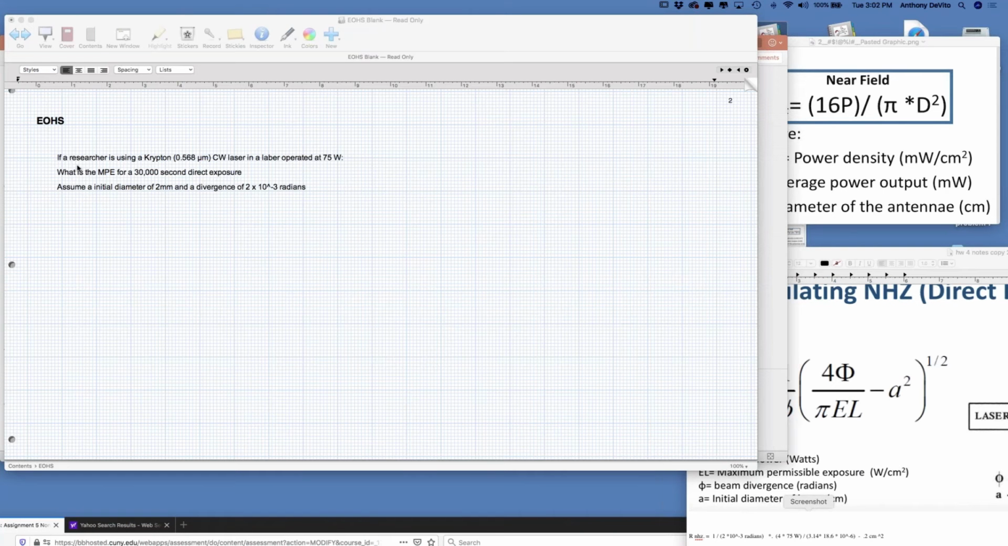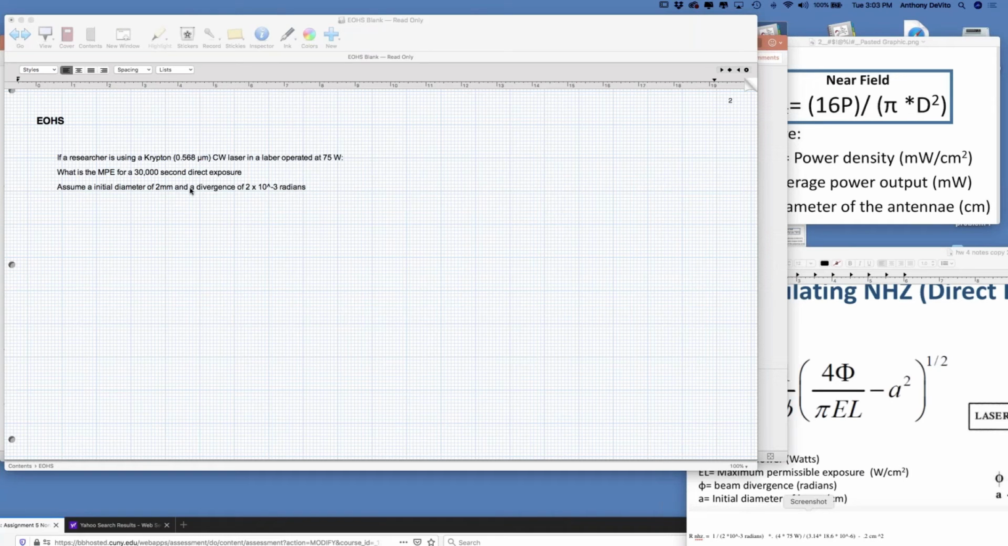In problem number 10, we're asked, if a researcher is using a krypton 0.568 micron laser in a lab operated at 75 watts, the power level is 75 watts, what's the maximum permissible exposure for a 30,000 second duration? Assume the initial diameter of the coherent light is 2 millimeters with a divergence of 2 times 10 to the minus third radians. Very small spread, it almost doesn't spread out at all, but it's significant.